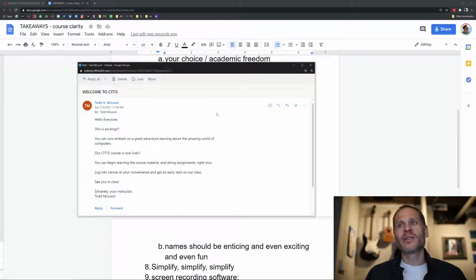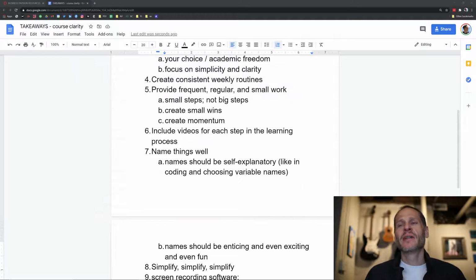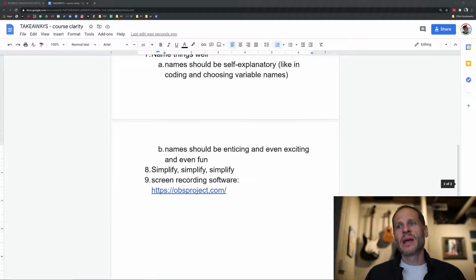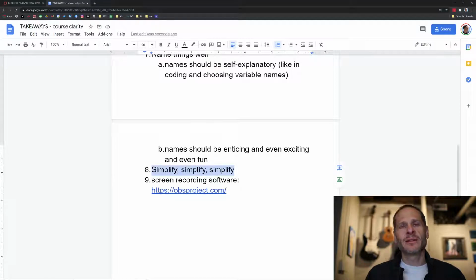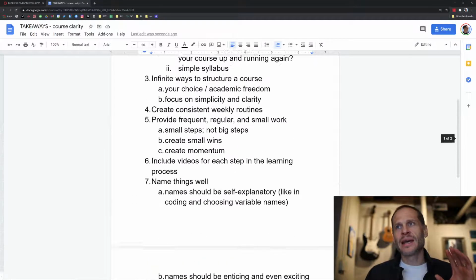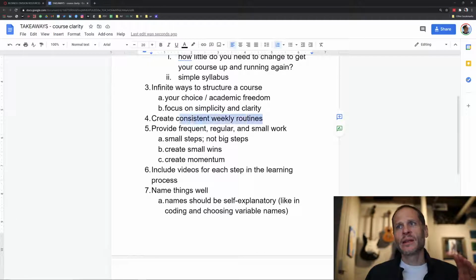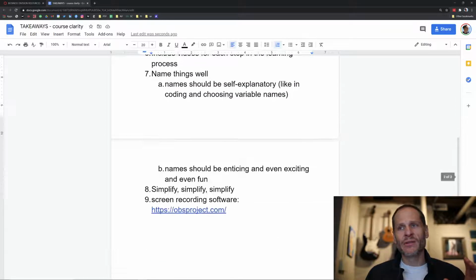So try to answer all of the questions before they're asked. That minimizes your workload and makes things simple. So the main takeaway is simplify, simplify, simplify. Create consistency in weekly routines and try to hold that every week.